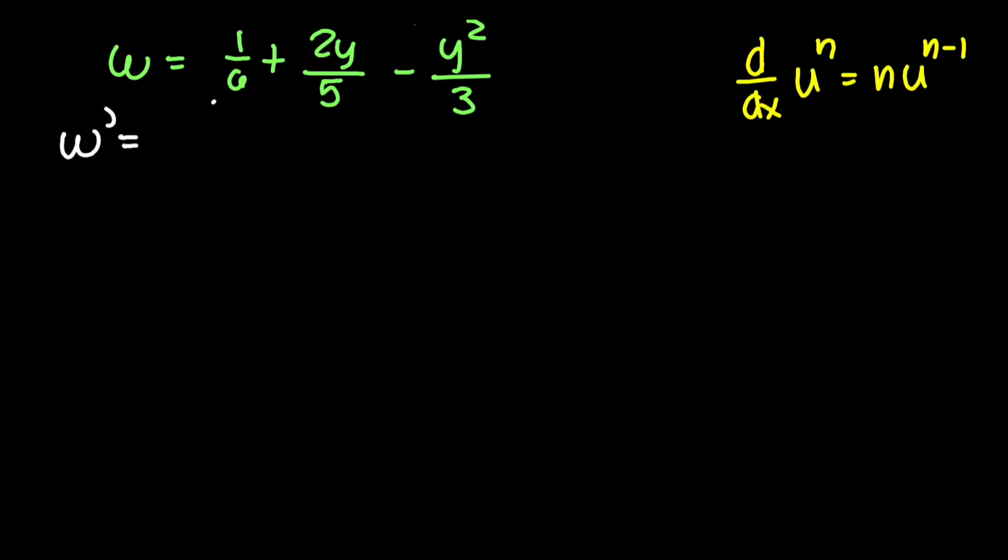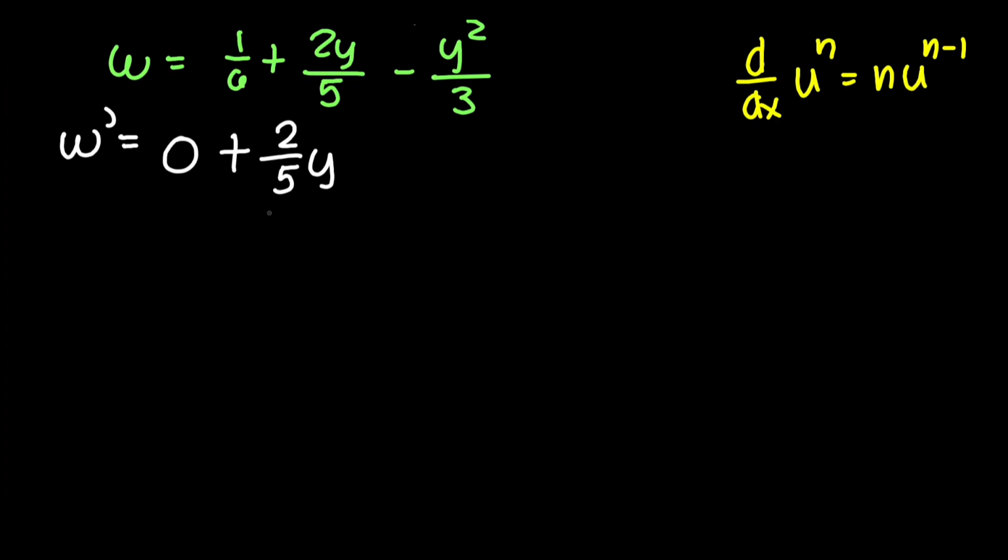For this one, the derivative of 1 over 6, you can see here, it is once again just a coefficient or a pure number because there is no variable such as x or y. So it would be equal to 0 plus 2y over 5. We can actually rewrite this as 2 over 5 of y. You can treat this again as a coefficient such as 3y or something.